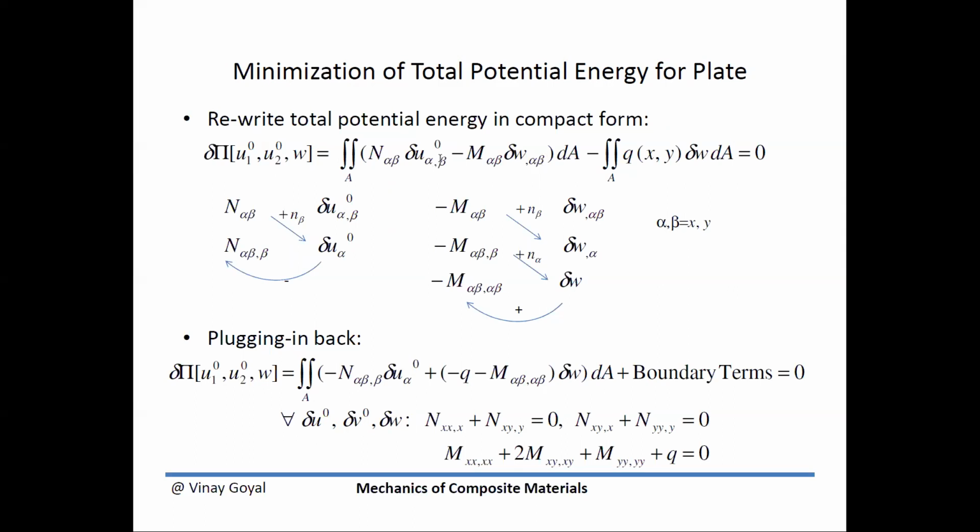So we have to integrate by parts. We integrate by parts this term right here first. N alpha beta is on the left-hand side. Del u alpha comma beta is on the right-hand side. Beta, we only have one derivative. We pass it to this one here, and then we cross like this with this one like that.